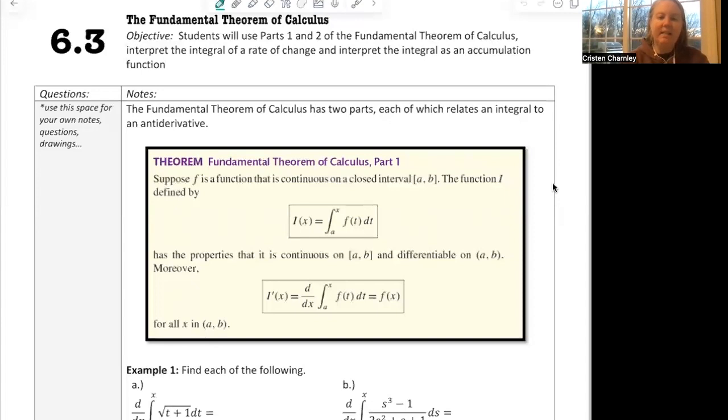This is lesson 6.3, the fundamental theorem of calculus. Students will use parts 1 and 2 of the fundamental theorem of calculus, interpret the integral of a rate of change, and interpret the integral as an accumulation function.